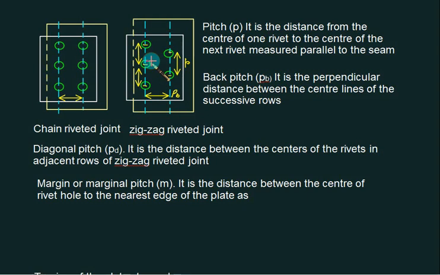This distance is called a diagonal pitch. This one is called a diagonal pitch. This one is called a diagonal pitch. This one is called pitch. And how far you are from the edge to the first center is called margin. And you recall that yesterday we took the margin as 1.5D.